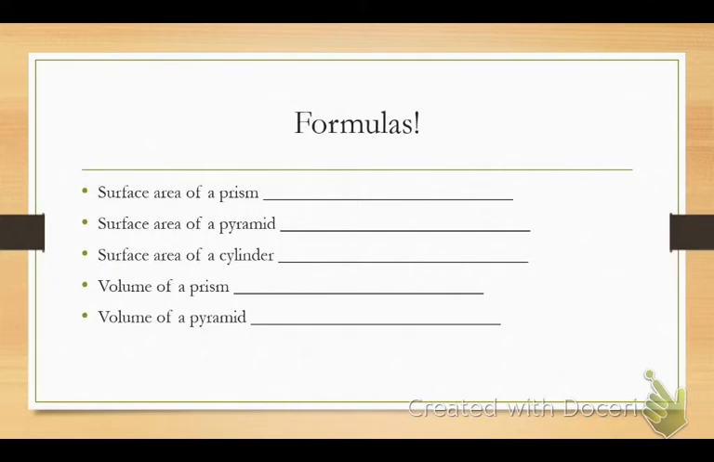Okay, team 1, Colin. What is the formula for the surface area of a prism? S equals 2LW plus 2LH plus 2WH. Perfect. Plus 2WH. Okay, very good.